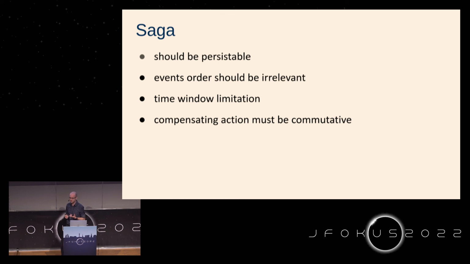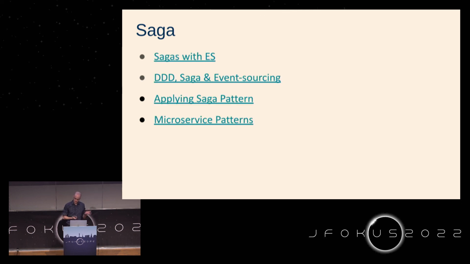It should be persistent, it must survive restarts. You cannot assume any order of events, so event order should be irrelevant. There will always be some time window limitation, so let's say that I'm checking for inconsistency within a 10 minute window, and then I'm applying the compensating action, but some events might arrive after 12 minutes. That's why a compensating action must be commutative. Few more links about Saga for you if you want to read more.